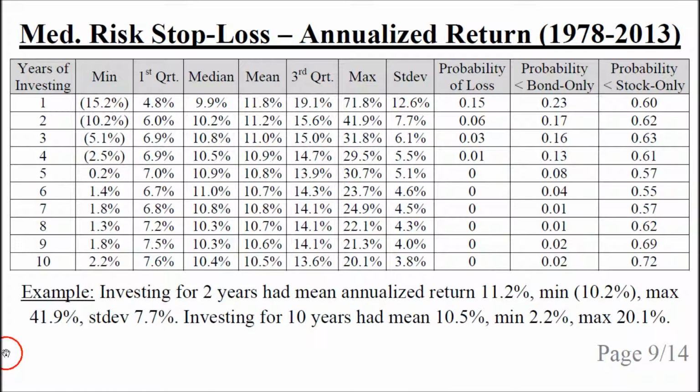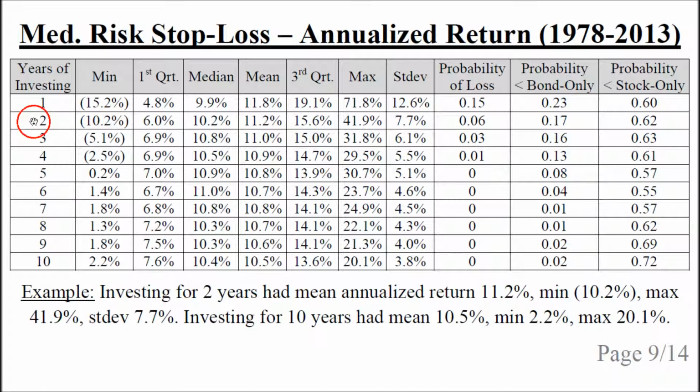We can also show this as a table where we can see more details. So we have the years of investing out here. We have the minimum annualized return in this column here. We have the first quartile, the median, the average or the mean, and the third quartile and the maximum and the standard deviation. And the probabilities will be discussed on one of the following slides.